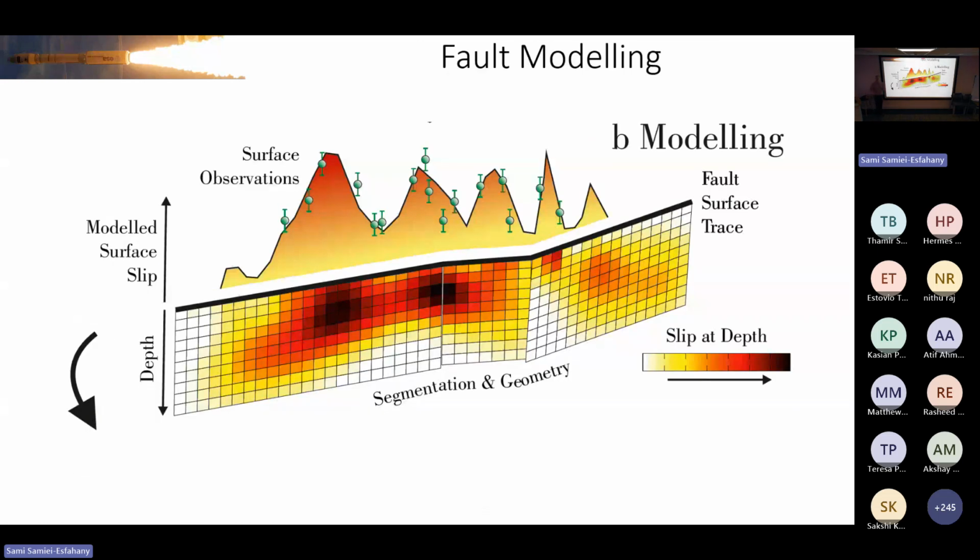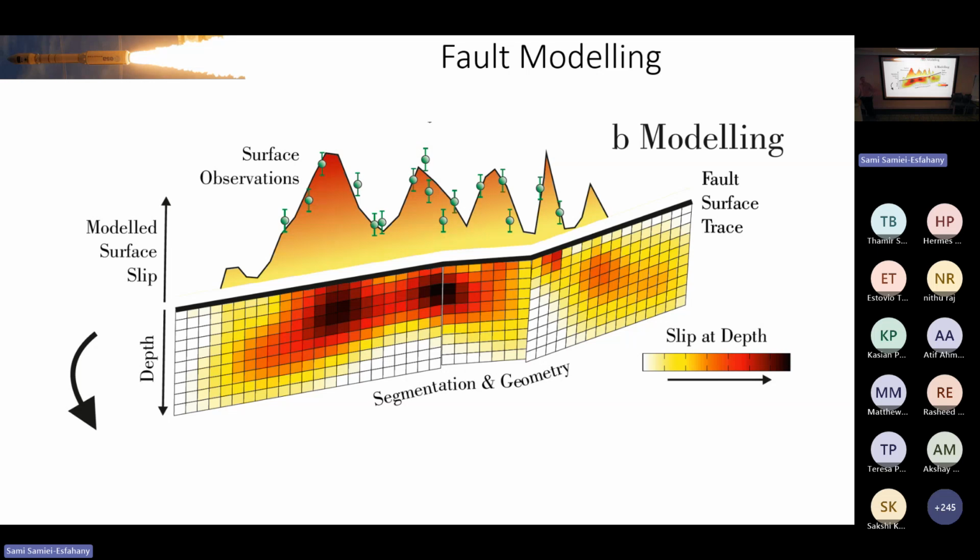Now from the data, we do some sort of modeling approach. This is trying to get at how much the fault plane slipped at depth, high, low, where it moved, and, more importantly perhaps, where it did not move in the earthquake, because that's where it might rupture in the future. And we can compare that with surface observations from field geologists measuring the offsets of the fault.